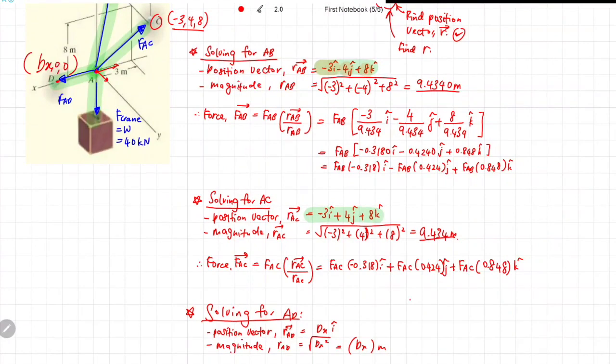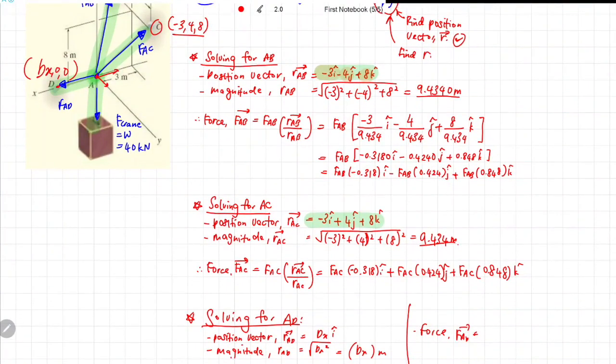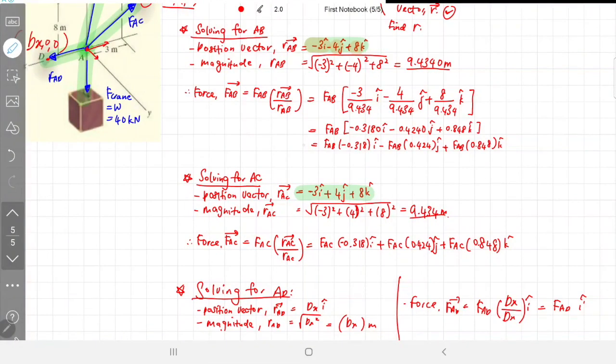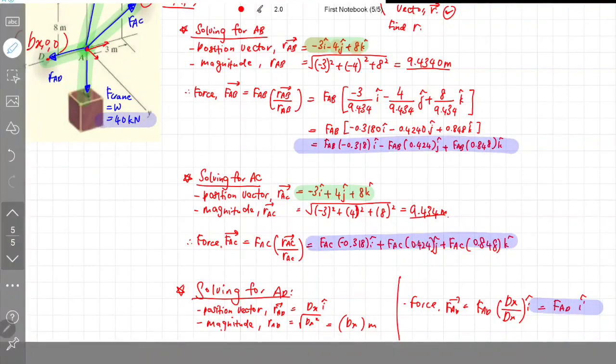So, accordingly, generate the equation for the force vector by multiplying the magnitude of force AD with the unit vector. So, unit vector kali ni ada dx over dx in the I direction sahaja. So, the final equation would be FAD along direction I sahaja. Okay, sekarang ni you dah generate 3 equation. The first equation, the second equation, and the third equation.